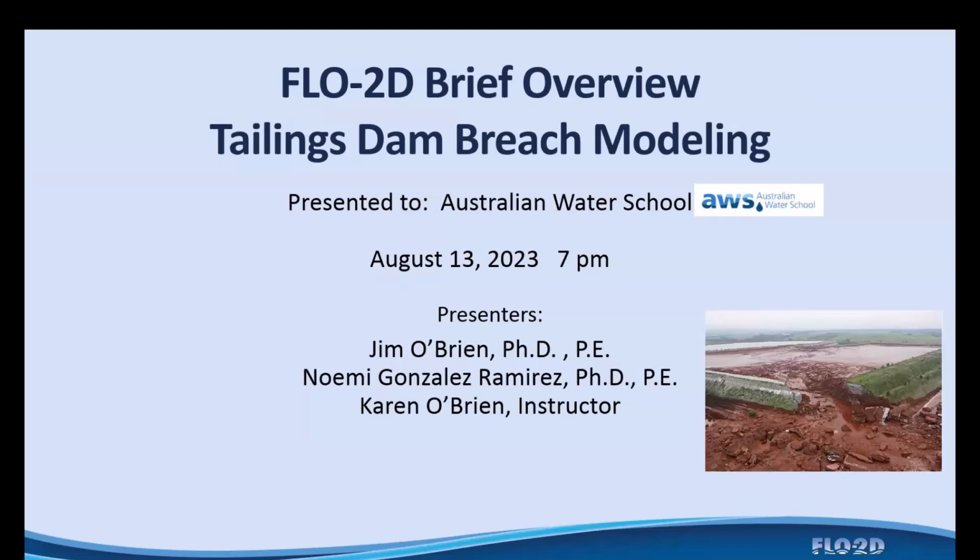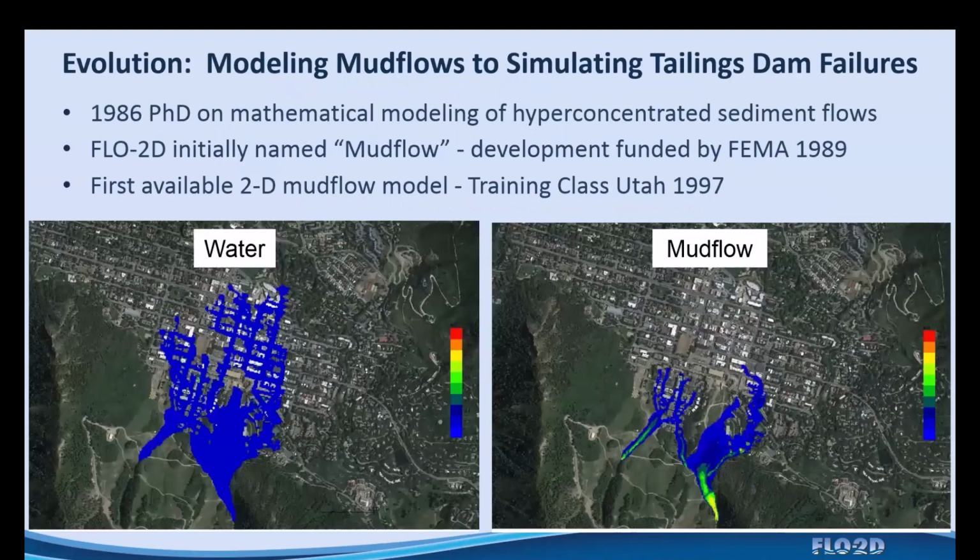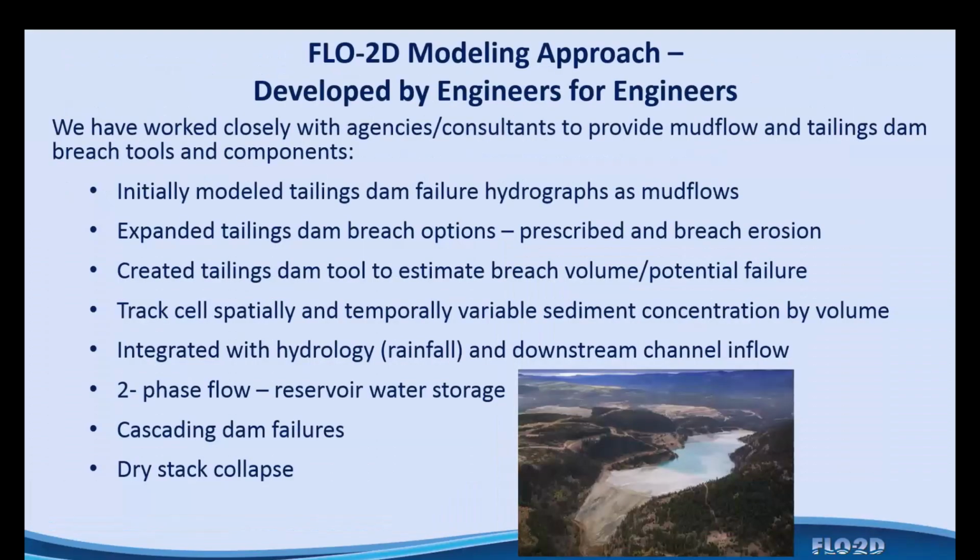Okay, thanks. We will discuss this from the standpoint of a little bit of history first. Flow2D was formulated in 1986 initially as MudFlow, and it was funded and developed by FEMA. It was the very first two-dimensional mudflow model available. Our first training class was in 1997. And over the years, we've tried to expand this mudflow modeling and hyperconcentrated sediment flow modeling all the way to tailings dam breach tools and components.